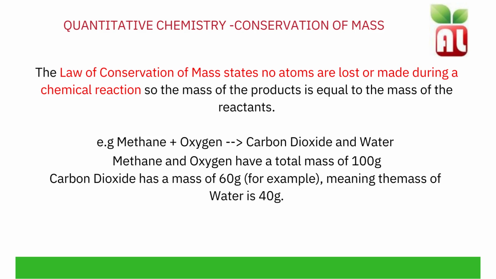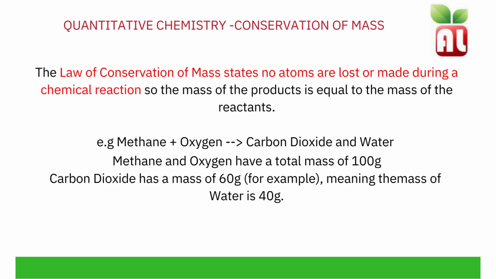Conservation of mass. The law of conservation of mass states that no atoms are lost or made during a chemical reaction. So the mass of the products is equal to the mass of the reactants. An example chemical reaction is methane plus oxygen forming carbon dioxide and water.